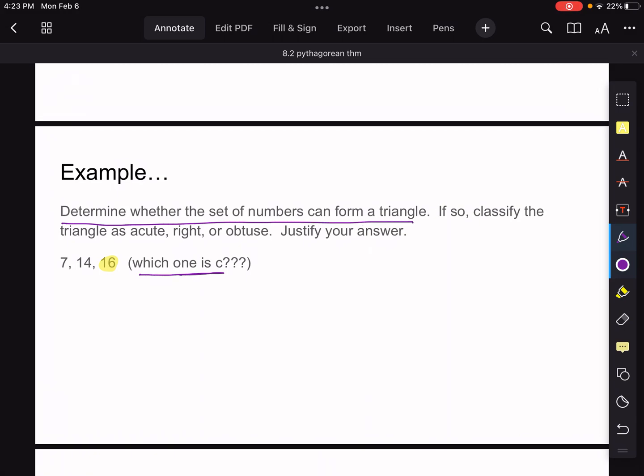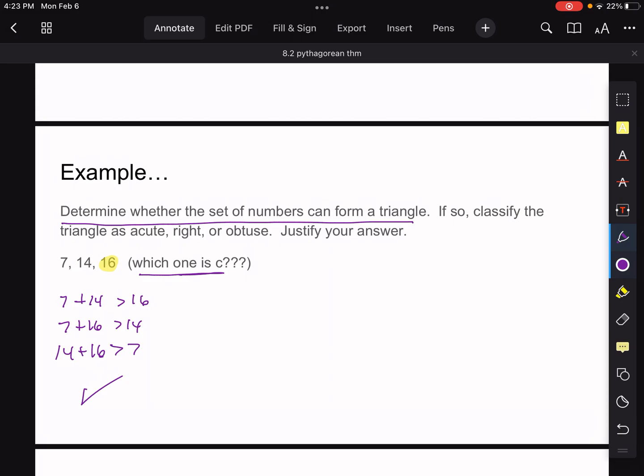Okay, so you're going to add any 2 numbers and see if they're greater than the third. So if you add 7 plus 14, that is bigger than 16. If you add 7 and 16, that is bigger than 14. If you add 14 and 16, that is definitely bigger than 7. So it passes that test.